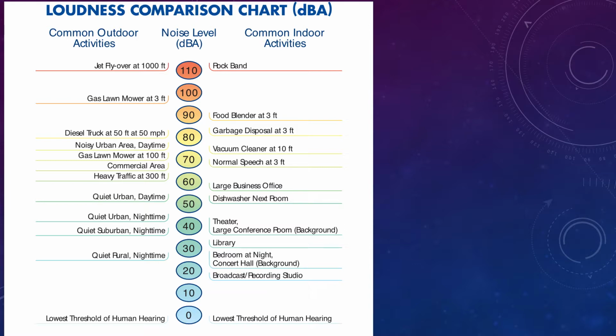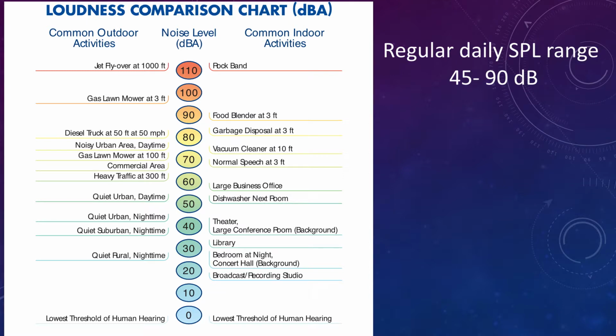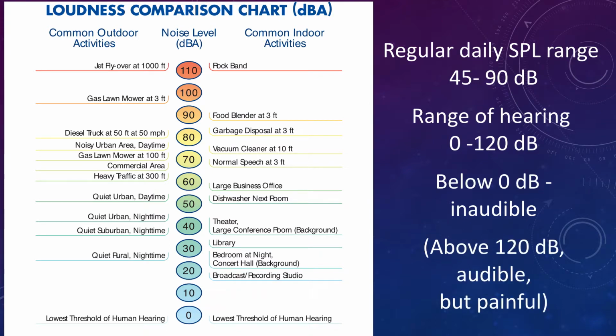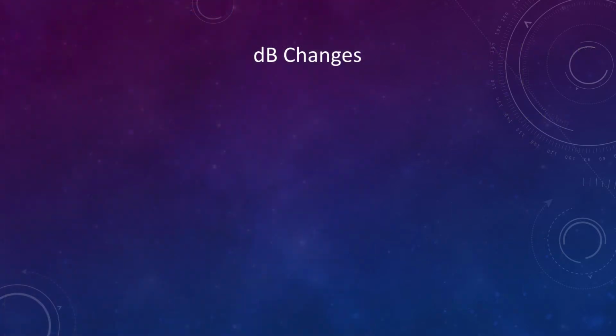A quick review. The range of sounds that we hear daily range from 45 to 95 dB. Our general hearing range is 0 dB to 120 dB, with sounds below 0 dB being inaudible and sounds above 120 dB painful to listen to. Another important thing to understand is what changes in dB sound like.